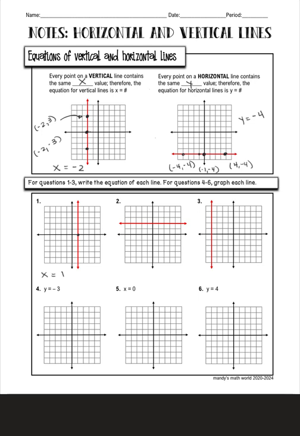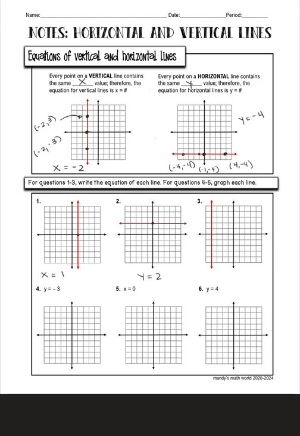All right, so for number 2, we can see that we have a horizontal line. So taking a look at the horizontal line, we know that we're going to have the equation y is equal to a number. Now we're going to look at where it intercepts our y-axis. We can see that it intercepts at 2, so we have y equals 2.